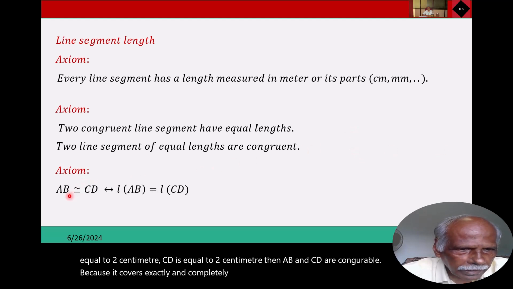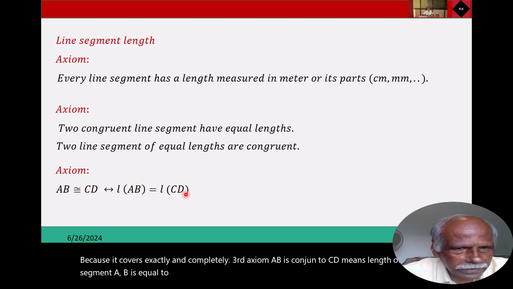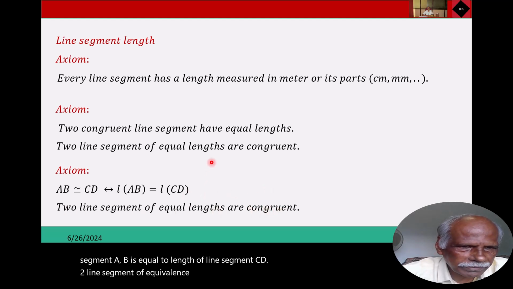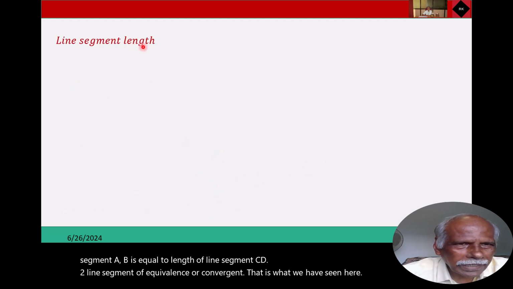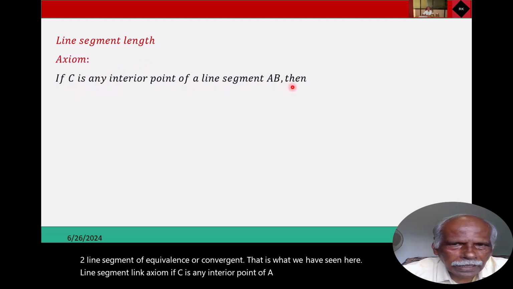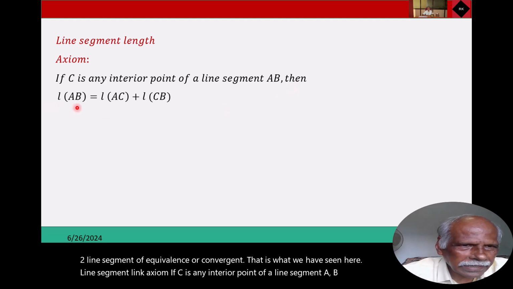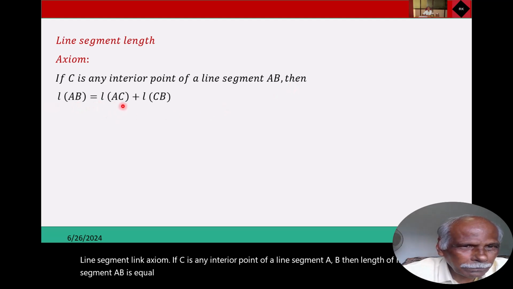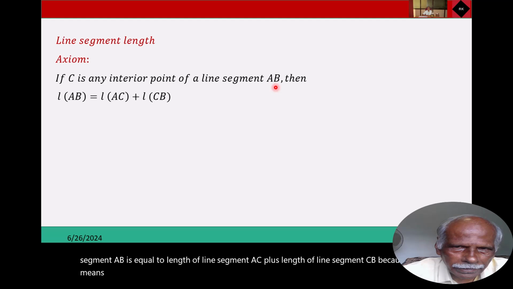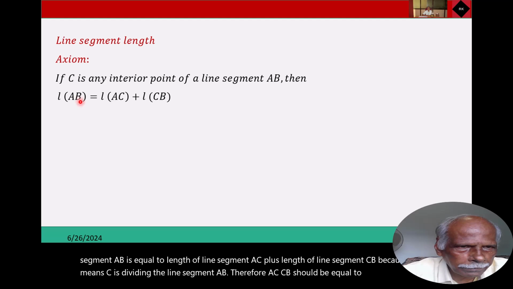Third axiom. AB is congruent to CD means length of line segment AB is equal to length of line segment CD. Two line segments of equal lengths are congruent. That is what we have seen here. Axiom. If C is any interior point of a line segment AB, then length of line segment AB is equal to length of AC plus length of CB. Because that means C is dividing the line segment AB. Therefore, AC plus CB should be equal to length of line segment AB.